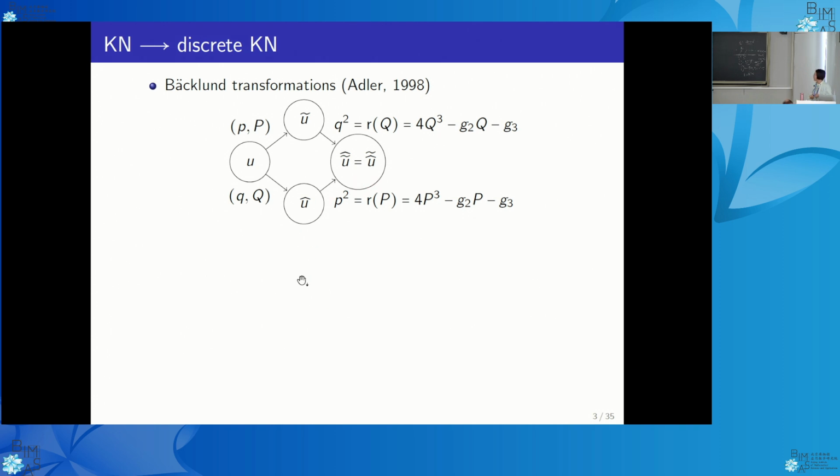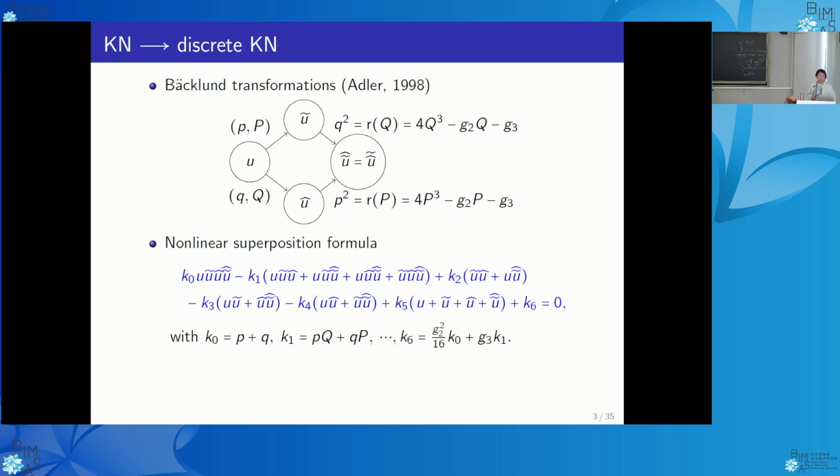So we can have a nonlinear superposition formula for these four solutions: u, u tilde, u hat, and u tilde hat. And K0, K1 to K6 are coefficients of this formula, which are expressed by p, q, g2, g3. So we can see the moduli of the elliptic curve in this relation.